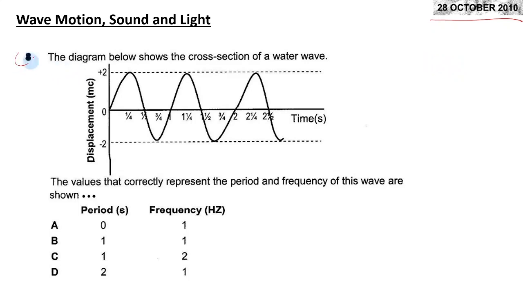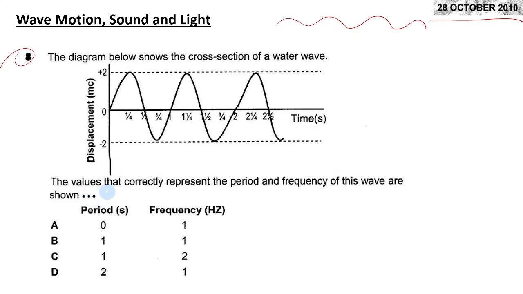Okay, so let's begin with this question which came in 2010, written on 28th of October. So the question was question 8, which reads, the diagram below shows the cross section of a water wave. Okay, so this is a cross section of a water wave. When a wave is going on water like that, then they cut it, then you look through like that. Then here they've told you this is displacement, and then this is the time here. Okay, so now they're saying the values that correctly represent the period and the frequency of this wave are shown.